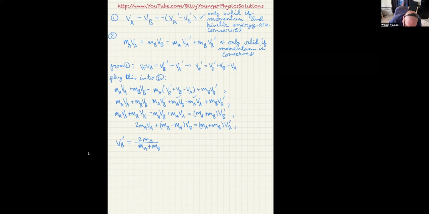And now that is times VA. So I'll just put the VA on the outside so it looks like a dimensionless quantity multiplied by a quantity whose units are exactly the units of the answer that I want. So that's a good way of doing it.